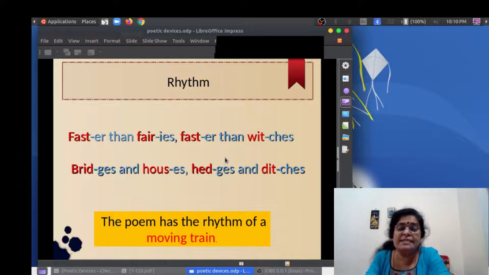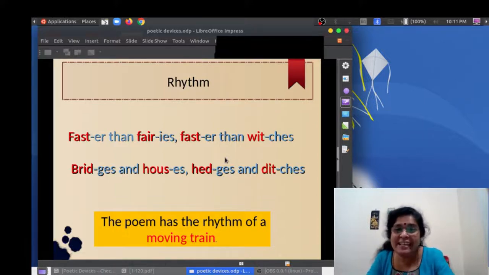So stressed and unstressed syllables make rhythm. When we look for rhythm in a poem, what makes rhythm? The stressed and unstressed syllables. Which is the stressed syllable in the first word? Faster. Which is the stressed syllable? Fast. Faster than fairies. Faster than witches, bridges and houses, hedges and ditches.